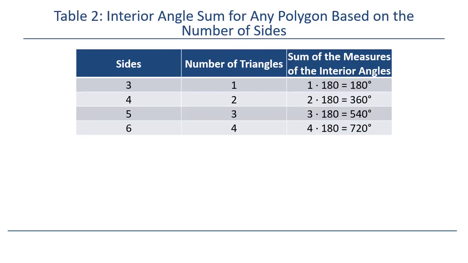Okay, the interior angle sum of any polygon is based on the number of sides. So if you have 3 sides, you can only create one triangle out of it, duh, right? Because any 3 sides just creates a triangle. And we already know that the sum of the measures of the angles inside a triangle is 180. Any 4-sided object can be broken up into 2 triangles, and therefore the sum of the measures of the interior angles is 360, because you get 180 for the one triangle and 180 for the other triangle.